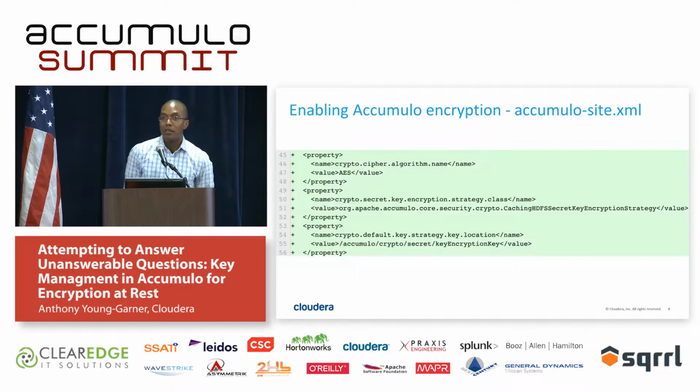Just a little bit about how you set that up. It's really, really simple to enable the encryption in Accumulo. You simply specify your key encryption strategy class. Again, this is what's going to decide how you store the key encryption key. And you also specify which algorithms you prefer to use. There are some not defaults, but recommended algorithms to be used in the documentation.